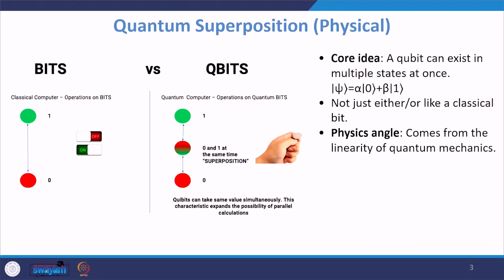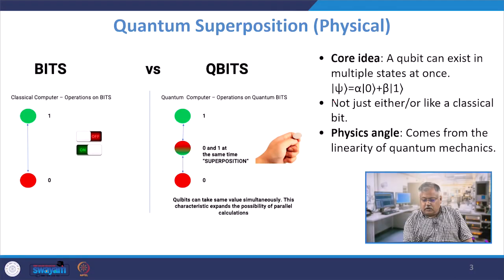Let us come to the quantum superposition principle. Quantum superposition, as the name suggests, basically states that a qubit can exist in multiple states at once, right. As I discussed with you in the previous lecture, a single state psi can be represented with alpha and beta, which are basically the coefficients, and these are very unlike a classical bit, right. It is not like a classical bit, okay.